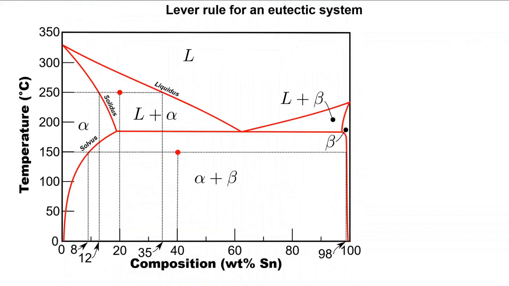Let's look at 2 points of interest where we can apply the lever rule to solve for mass fractions and compositions of each phase. The first, at an overall composition of 20 weight% tin at 250 degrees Celsius, and the second at 40 weight% tin at 150 degrees Celsius. I've gone ahead and made all the construction lines that you'll need and highlighted the relevant values of composition. What is of relevance here is what phases are present at these 2 points and what are the mass fractions of each of these phases.